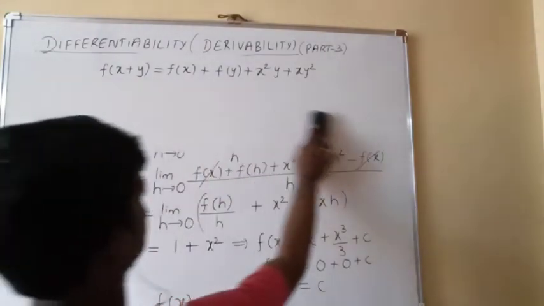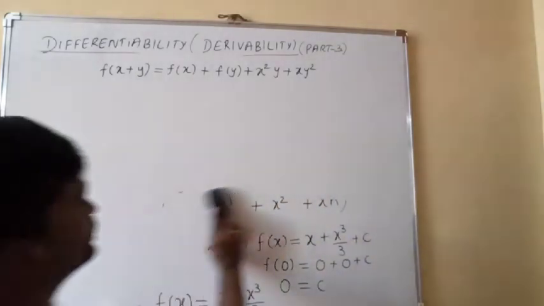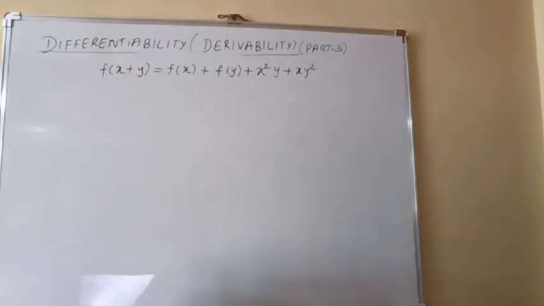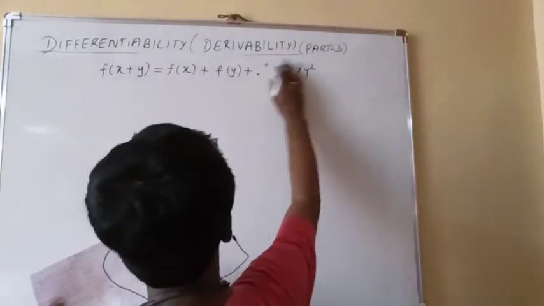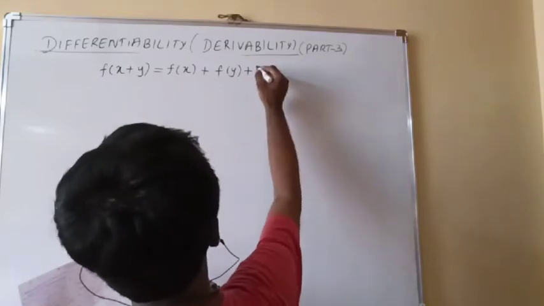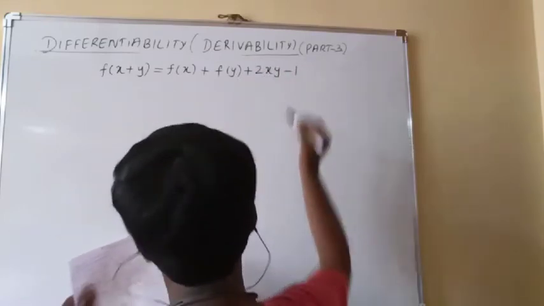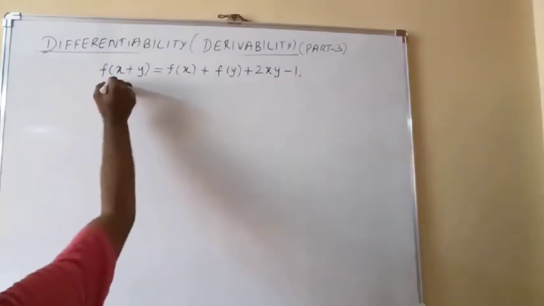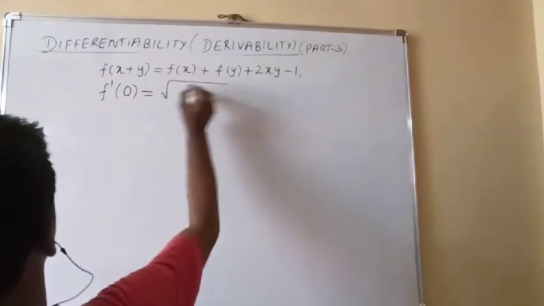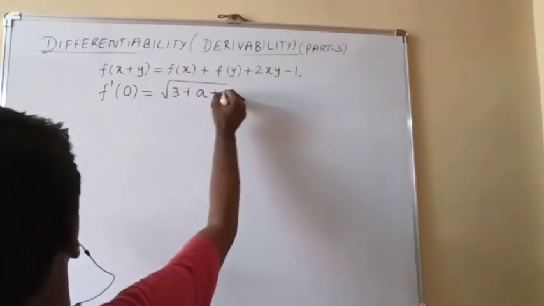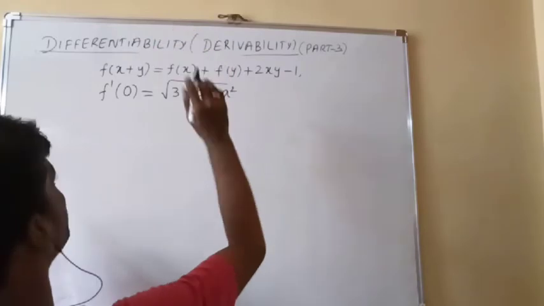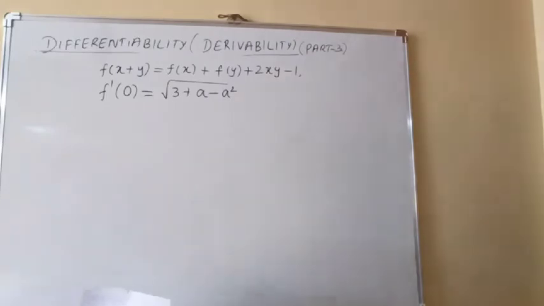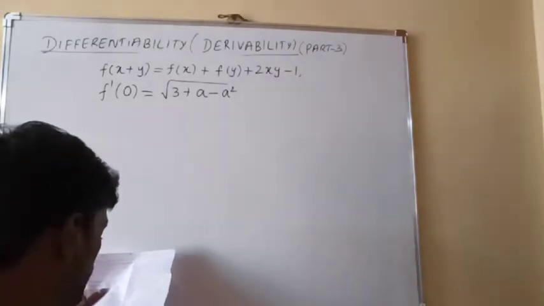Next one, last one, an interesting problem. It is given f of x plus y is equal to f of x plus f of y plus 2xy minus 1. And also given f dash of 0 is equal to square root of 3 plus a minus a square. Here a is some fixed constant. Then find f of x.